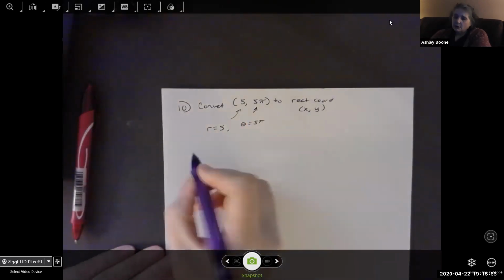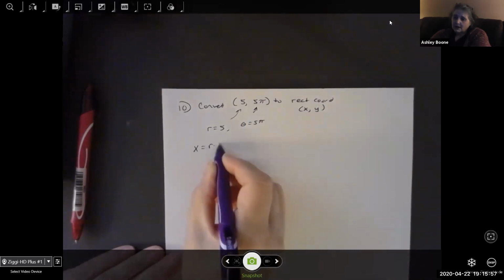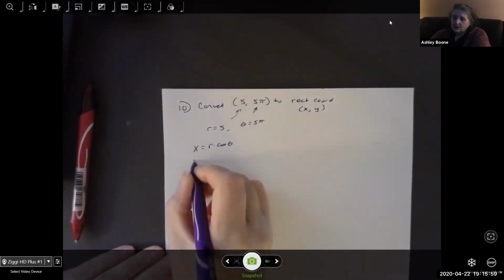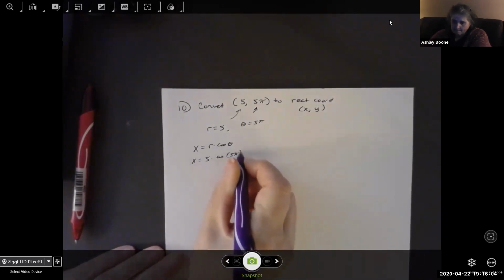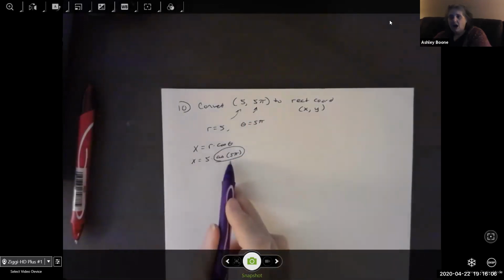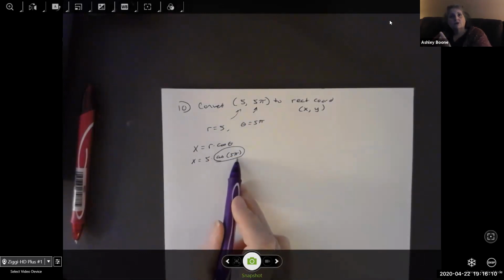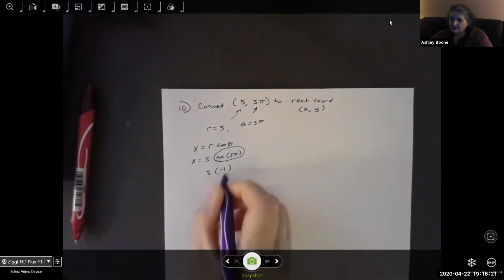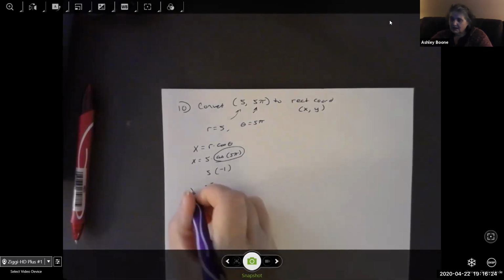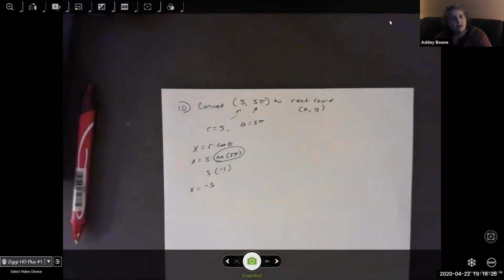Remember that we know that x is equal to r times cosine of theta. So x would be 5 times the cosine of 5 pi. Any odd whole number multiple of pi is on your unit circle on the x-axis going to the left. The cosine at any odd number times pi is going to be a -1. So we have 5 times -1, which is -5. So our x value is -5.